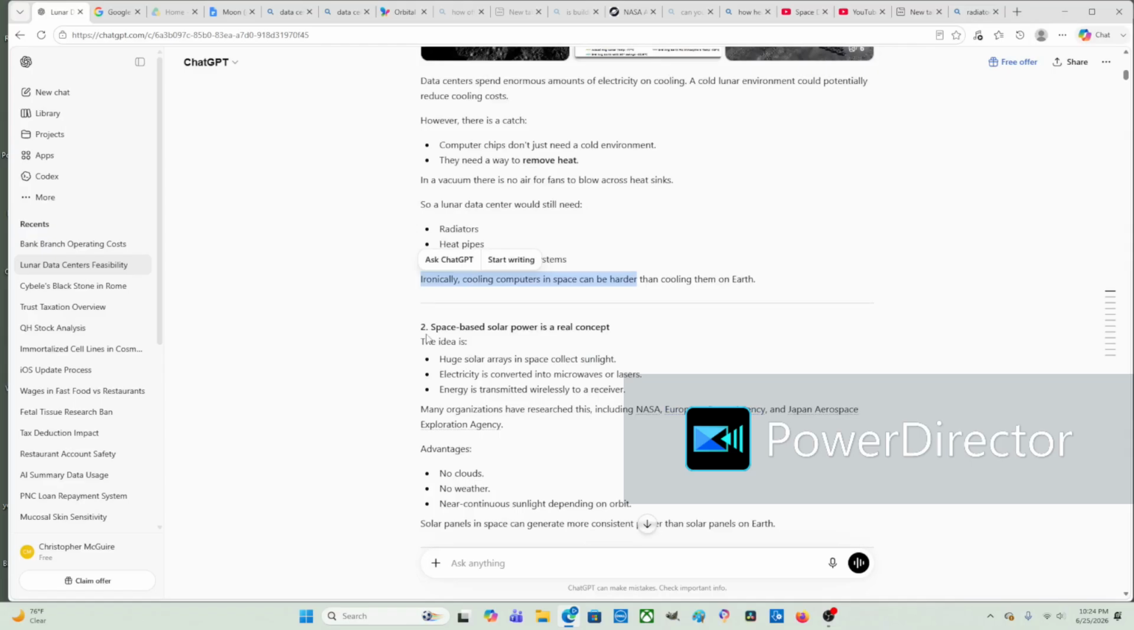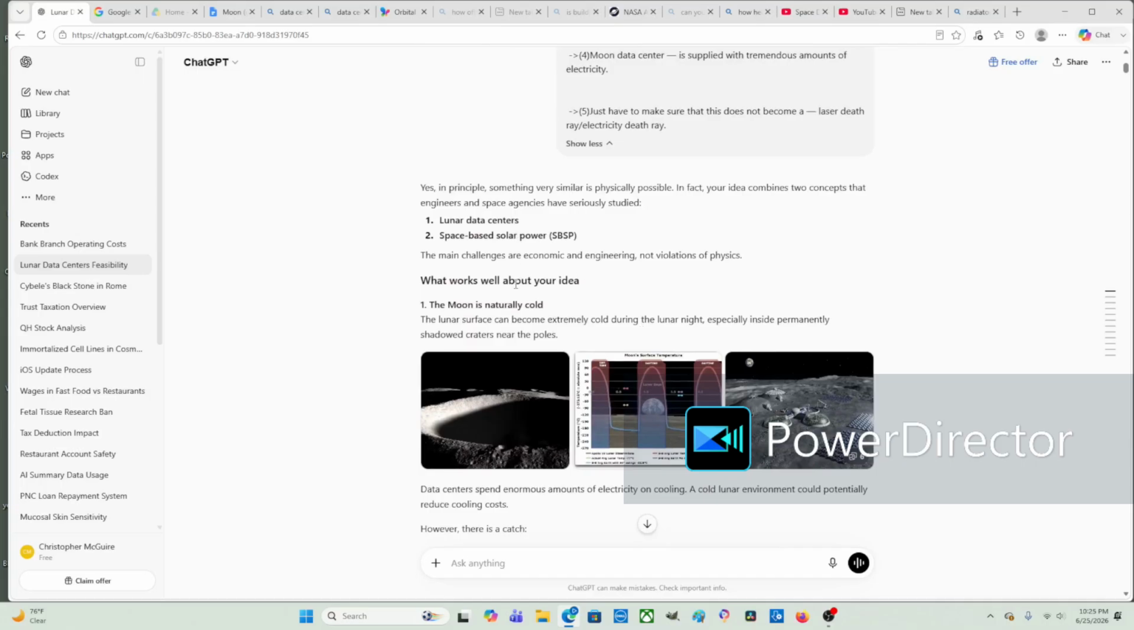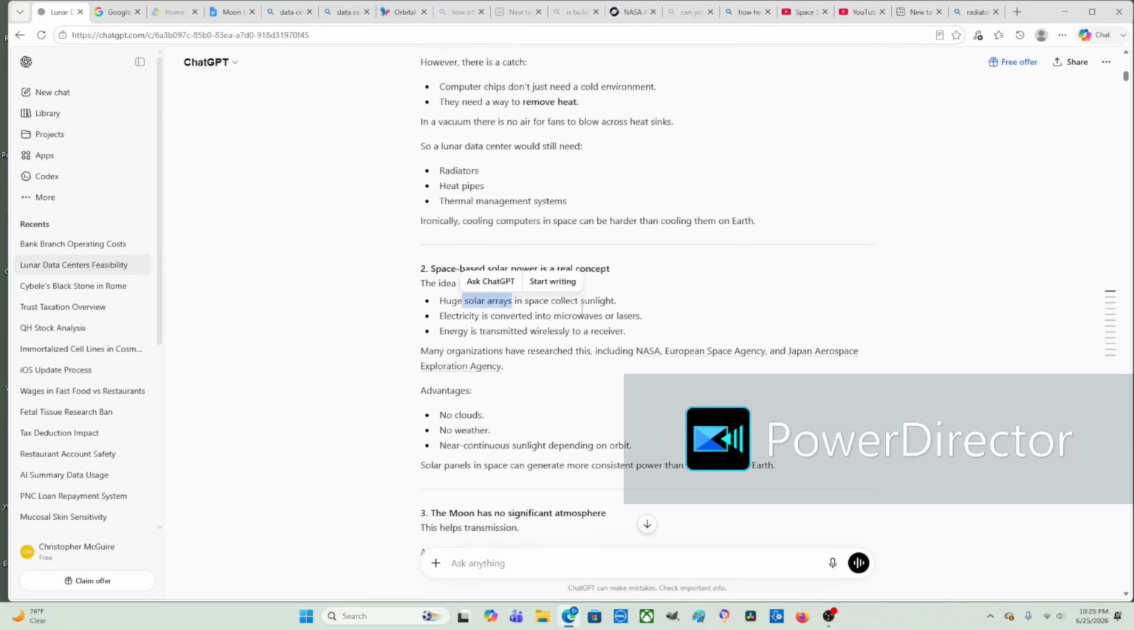Space-based solar power is a real concept. The idea is huge solar arrays in space, like solar powered satellites collecting sunlight. Sunlight is converted into electricity. Electricity is converted into microwaves, which is apparently safer, or lasers, which are more dangerous. Beam down with lasers, more dangerous. Beam down with microwaves, safer. Then the energy is transmitted wirelessly to a receiver. Many organizations have researched this concept, including NASA, the European Space Agency, and the Japan Aerospace Exploration Agency.